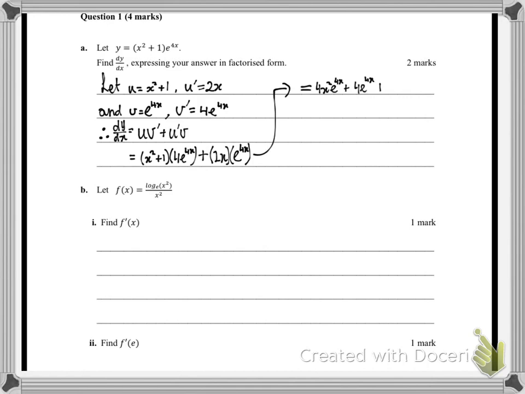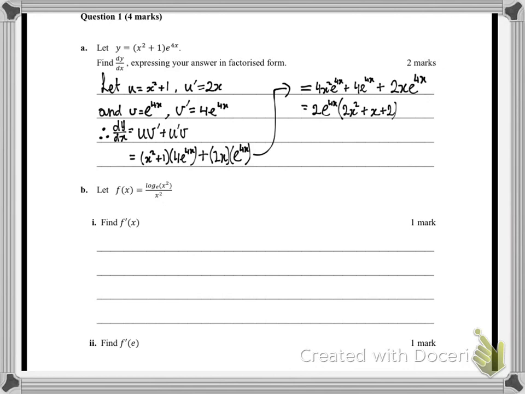What we have to do is expand properly, especially this bit here, this x squared plus 1 is going to multiply the 4e to the 4x, because our goal is to express your answer in factorized form. So we expand it out, and then we collect the highest common factor, which is 2 and the e to the 4x. Okay, and there's the factorized form, so that gives you your 2 marks.